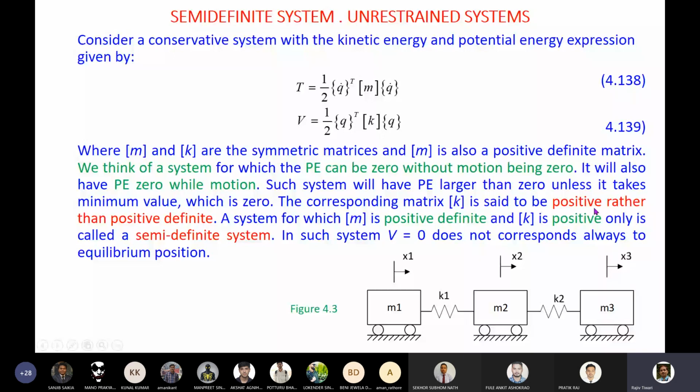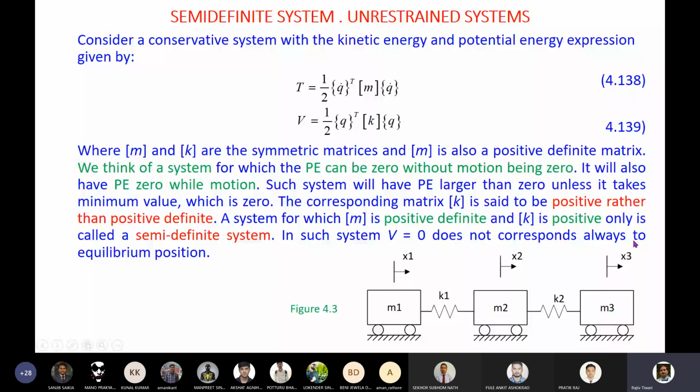This matrix is called positive, and such a system in which the M matrix is positive definite and K is only positive is called a semi-definite system. And in such a system, the potential energy does not always correspond to the equilibrium position. So that is the case.